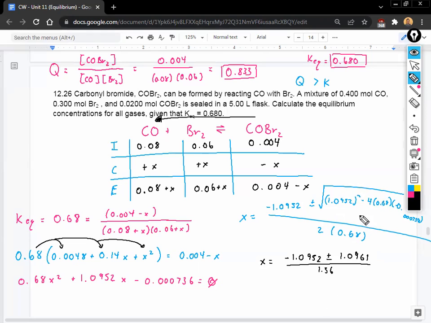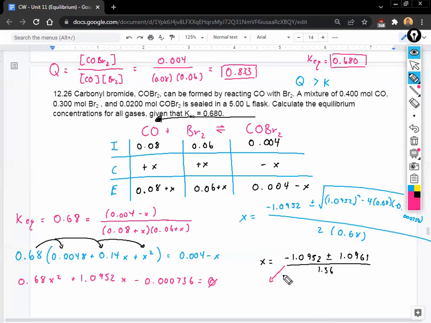So everything inside the square root should give you 1.0961. And then we got b, and 2 times 0.68 is 1.36. And so our two options are going to be to add or to subtract. I think you guys see what's coming.